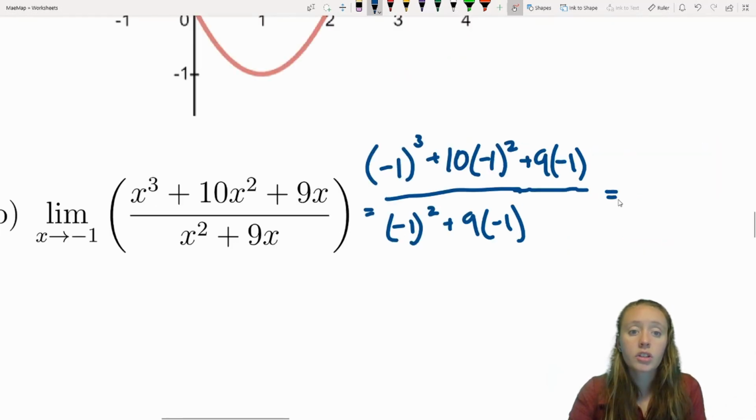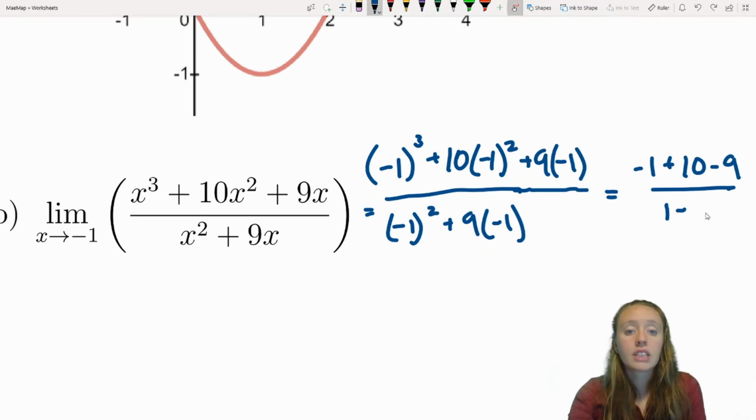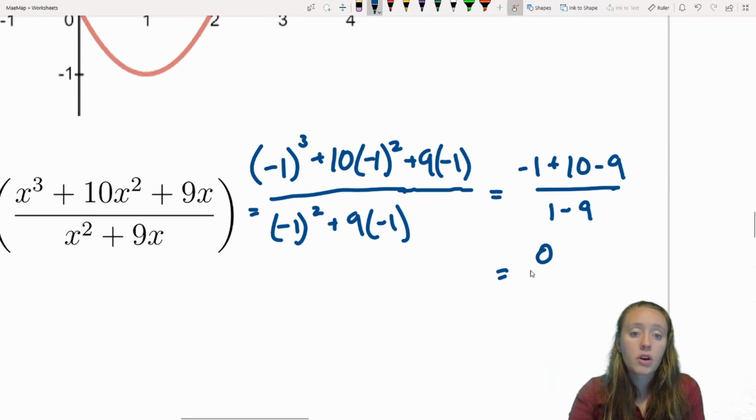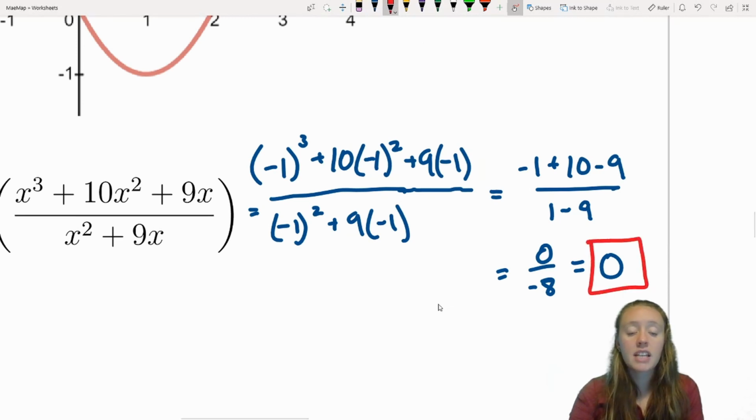I'll get negative 1 cubed plus 10 times negative 1 squared plus 9 times negative 1. So this is all going to be equal to negative 1 cubed is a negative 1 plus 10 times negative 1 squared is a positive 10 plus 9 times negative 1 is a negative 9. So I'll write this as minus 9 all over negative 1 squared is 1 minus 9 times 1, which is 9. Negative 1 plus 10 is 9. 9 minus 9 is 0. 0 over 1 minus 9 is 0 over negative 8, which equals 0. So 0 is my solution in this example.